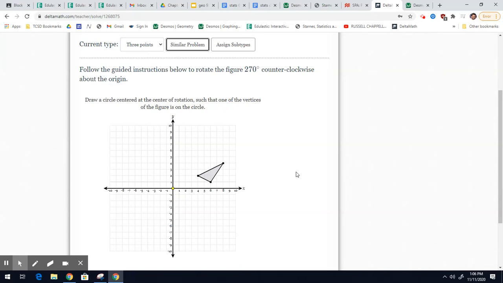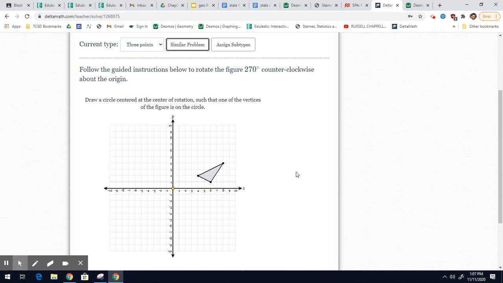Okay, so here's the first problem we'll talk about on Delta Math. It says follow the guided instructions below to rotate the figure 270 degrees counterclockwise about the origin. So this kind of walks you through. This is the only way they do them in terms of just straight rotation problems. So again, you just kind of have to walk through the directions, and hopefully you get the problem correct. Watching this instruction will, I think, help.